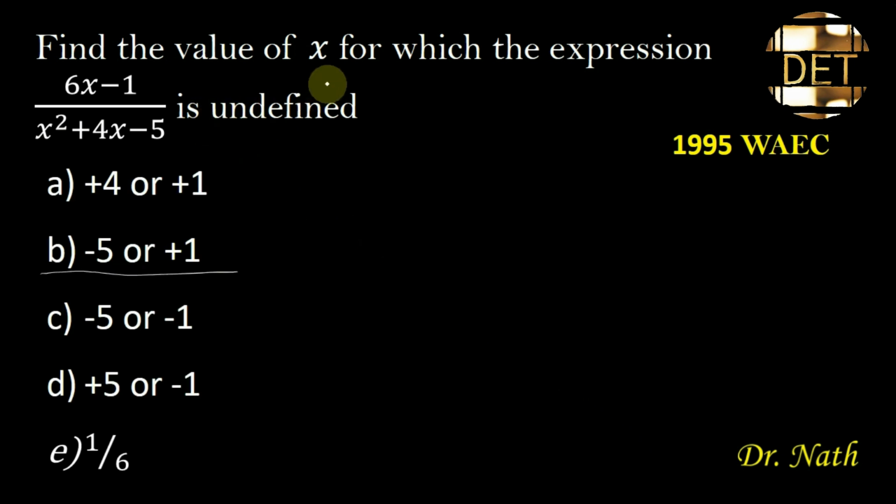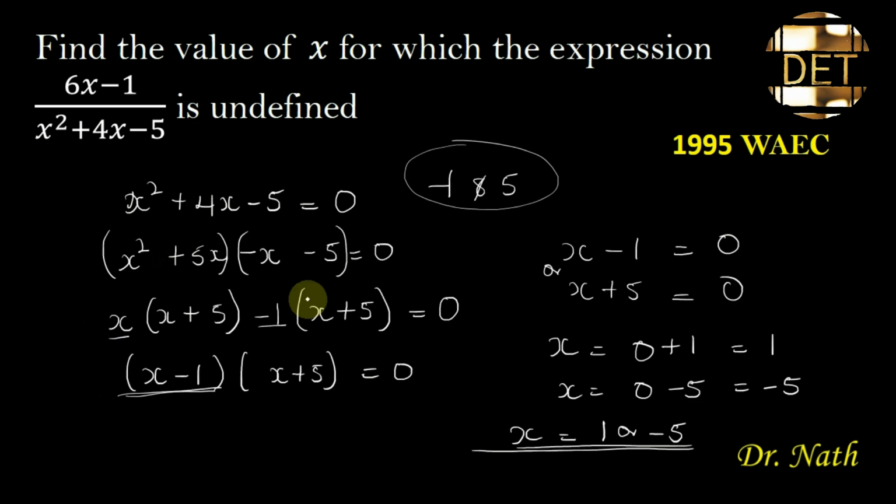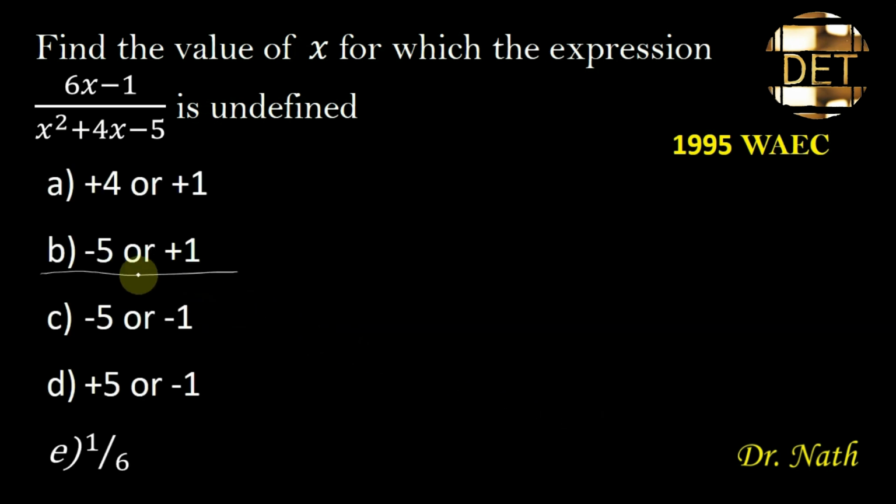So the value of x for which this expression, 6x minus 1 all over x squared plus 4x minus 5, is undefined is when x is equal to minus 5 or when x is plus 1, which is what we've gotten here, plus 1 or minus 5. So the correct answer to this question is option B, which is minus 5 or plus 1.